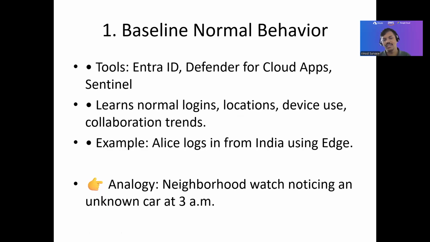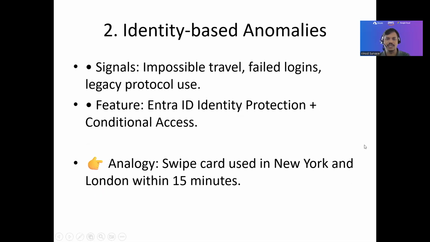And the real analogy here is going to be something like a neighborhood watch noticing an unknown car at 3 a.m. So this means that someone in the neighborhood was looking at the car in the midnight or early morning, and that could be fishy, right? Because we don't know what is the intention of that person nearby, and maybe they are trying to plan something for that particular car. Maybe they wanted to steal or something like that, right? So this is the first one, and there are many more, right?